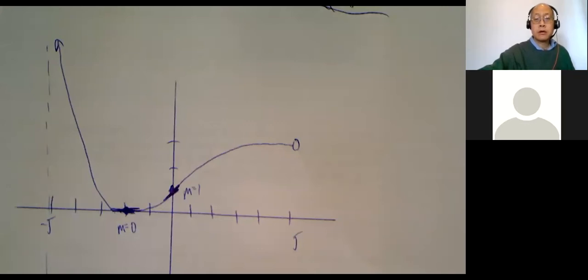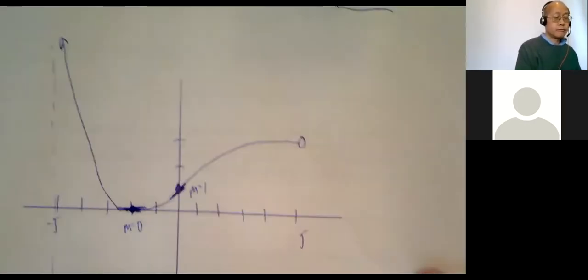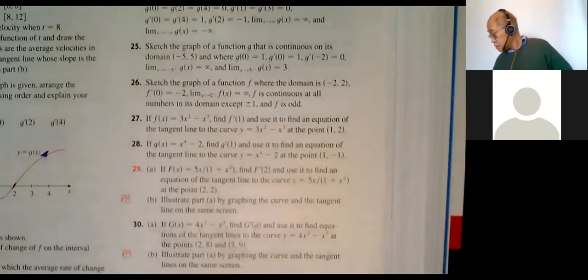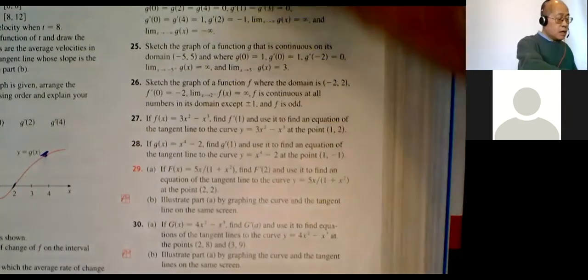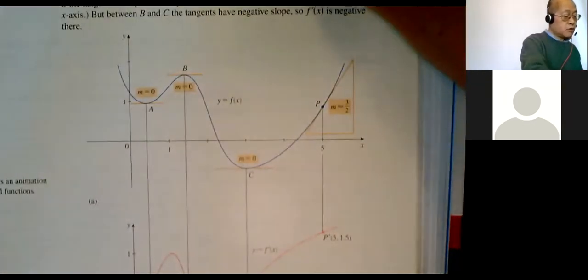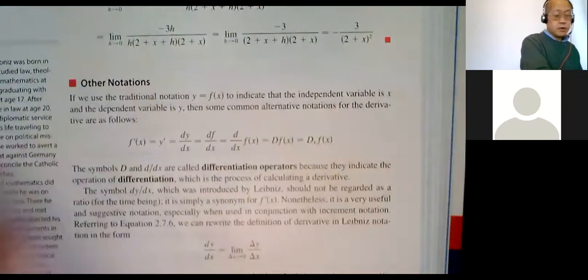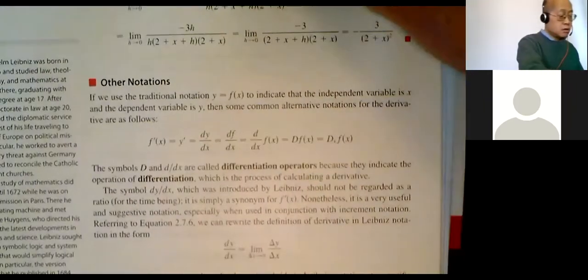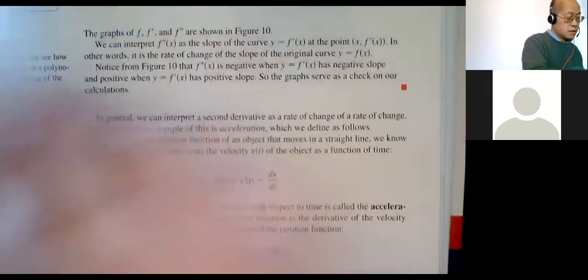Right, so that's how those work. And now let's see. I'm definitely jumping around in order to do what I need to do. Okay, go to 2.8, which has more of these kinds of things. 2.8.